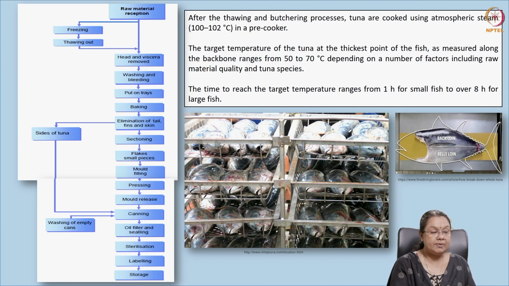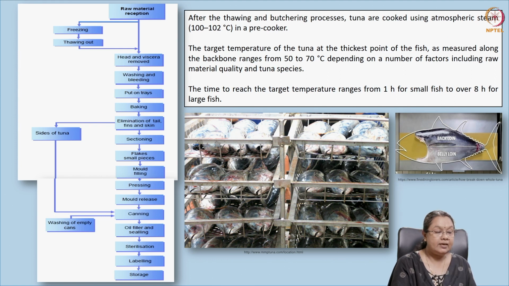When it reaches the plant, it has to be thawed, and thawing needs to be done properly. There should not be any direct contact between the water and the food product. After thawing, it is deheaded and the gut content is removed so that further microbial contamination can be prevented. After deheading and degutting, it is washed and bled so that any traces of blood are removed, and then it is cooked or baked. Only after baking is the skin removed, because the skin is a bit thicker for tuna, and it can be removed easily after baking.